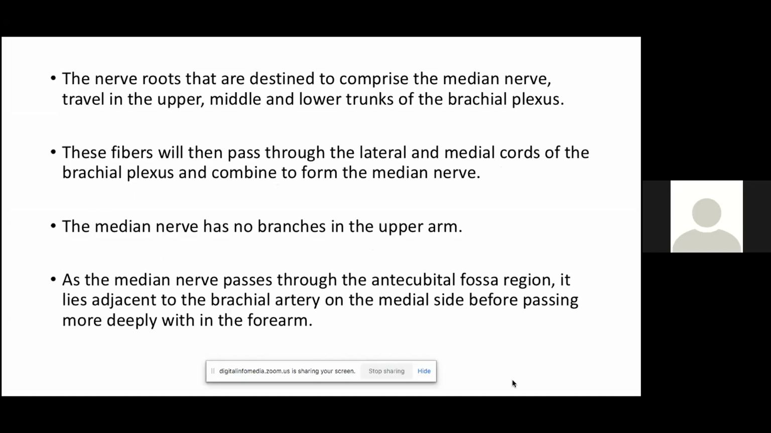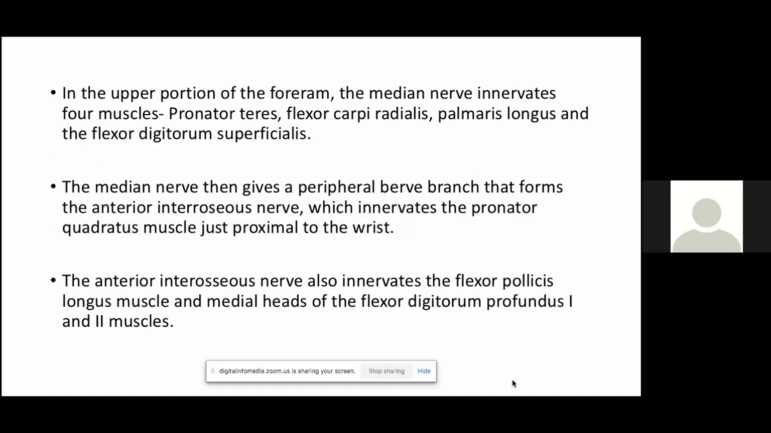The median nerve has no branches in the upper arm. As the median nerve passes through the antecubital fossa region, it lies adjacent to the brachial artery on the medial side before passing more deeply within the forearm. In the upper portion of the forearm, the median nerve innervates 4 muscles: pronator teres, flexor carpi radialis, palmaris longus, and flexor digitorum superficialis. The median nerve then gives a branch that forms the anterior interosseous nerve, which innervates the pronator quadratus muscle just proximal to the wrist.